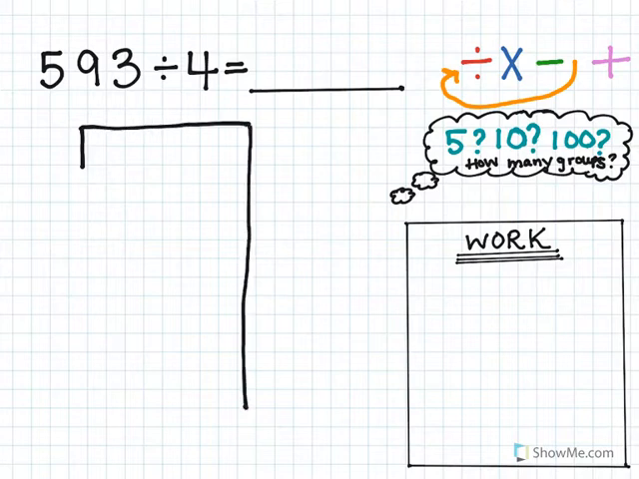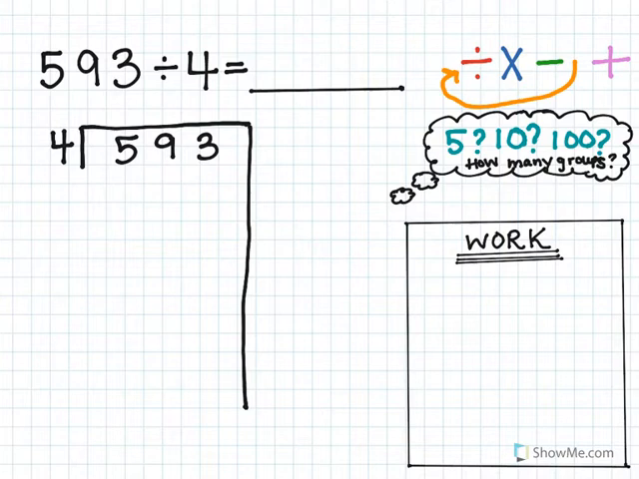Alright, now that we have our division bar drawn, we can set it up. So to set it up, our dividend goes inside the division bar. So that means 593, our dividend, is going to go inside the division bar. Our divisor of 4 goes on the outer left side of our division bar.